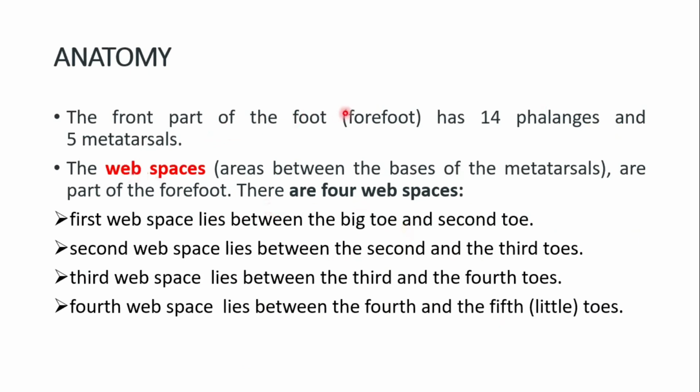The front part of the foot, the forefoot, has 14 phalanges and 5 metatarsals, as you already know from the normal anatomy. The web spaces, areas between the bases of the metatarsals, are part of the forefoot. These are the four web spaces.